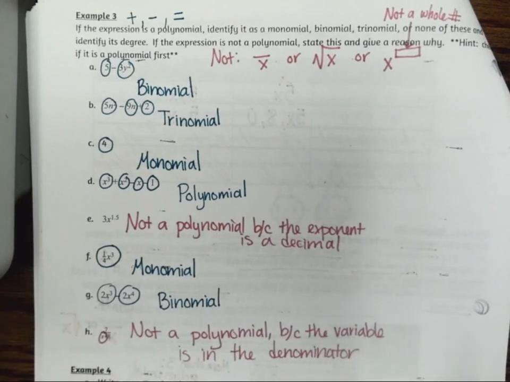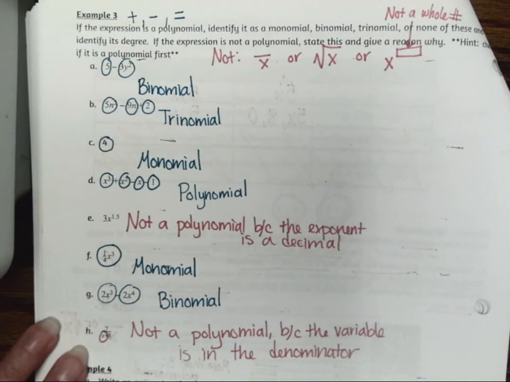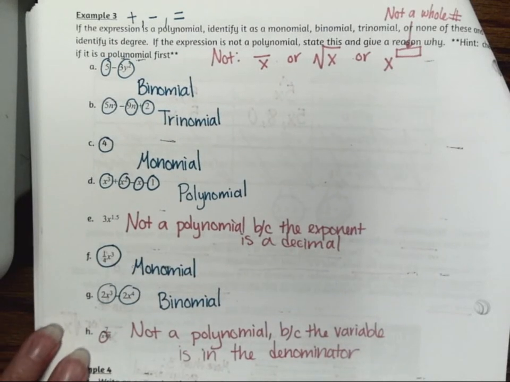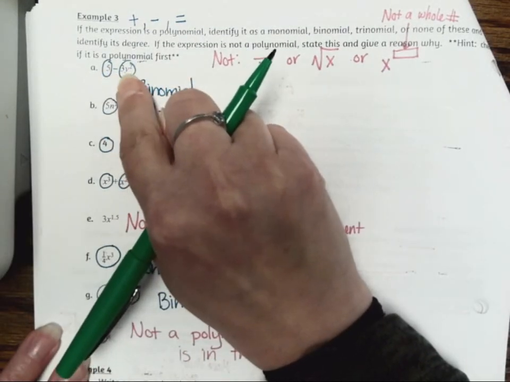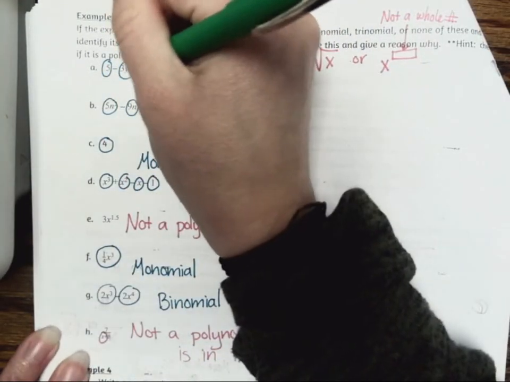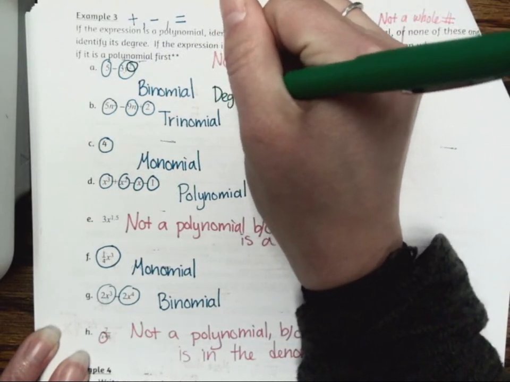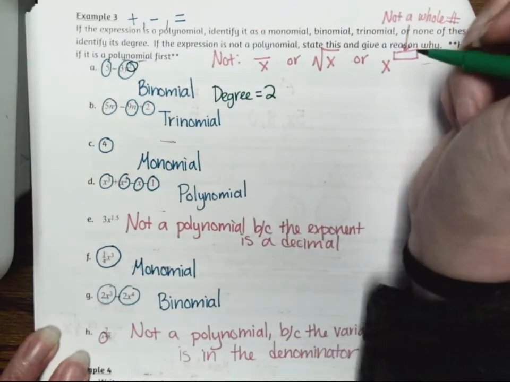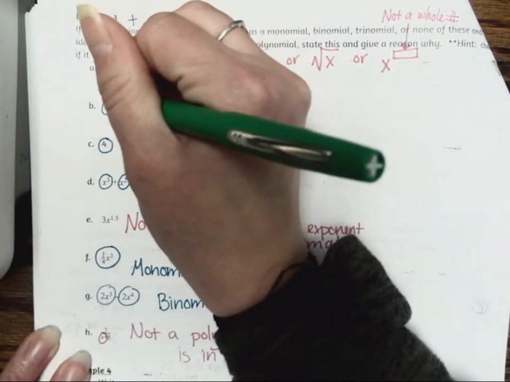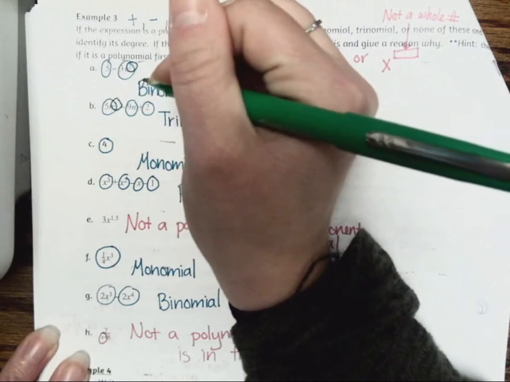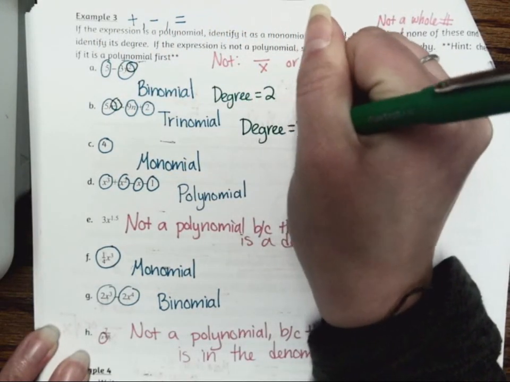Okay, the other thing that it asked us to do is to say the degree. So we're going to go with the largest exponent that it has. When I look at my exponents, I only have 1 exponent that's visible, and that's a 2. So the degree for this one is 2. For B, the largest exponent that I have is 2. So B also has a degree of 2.